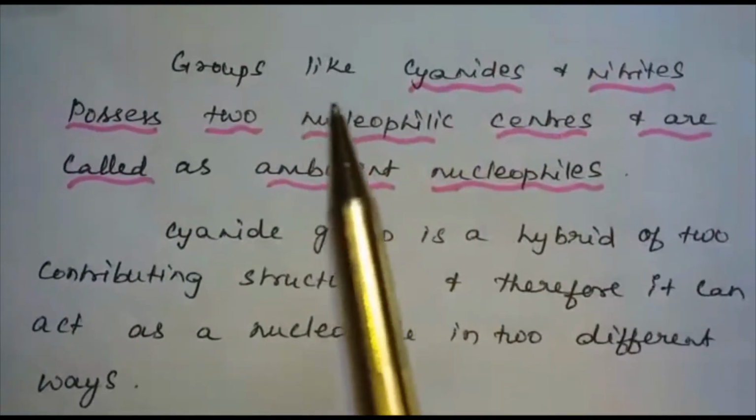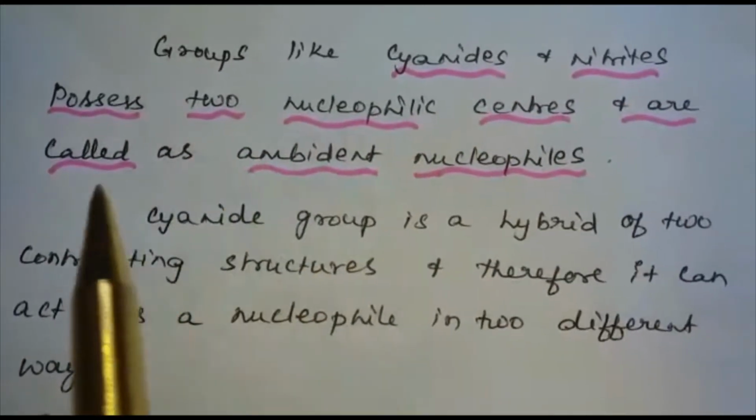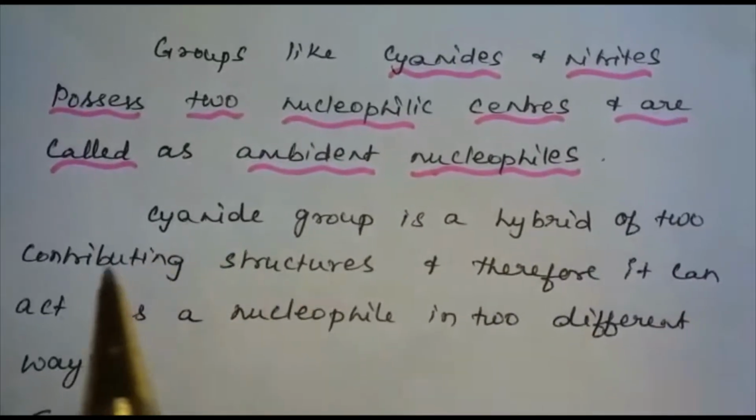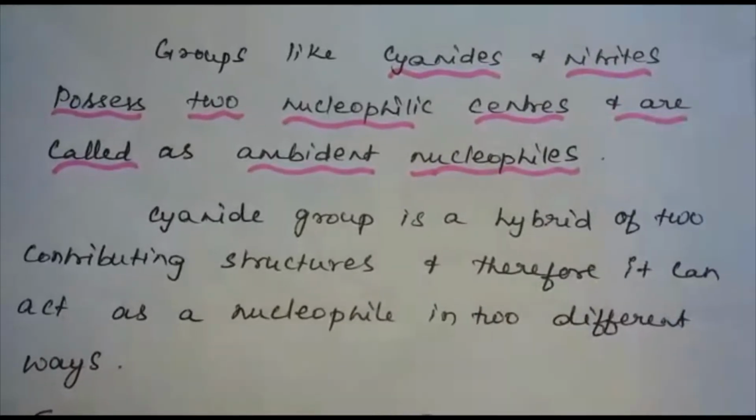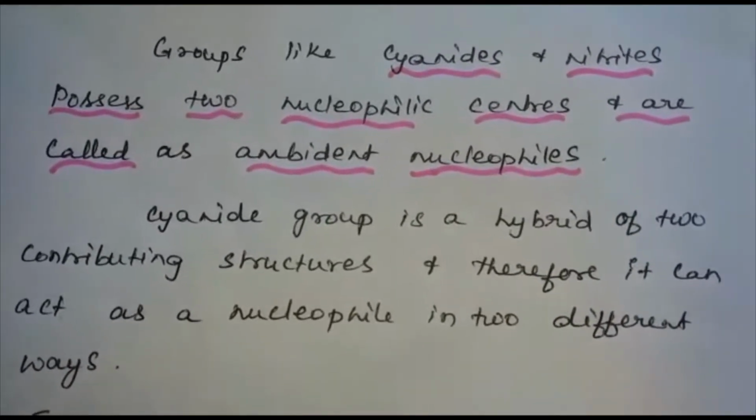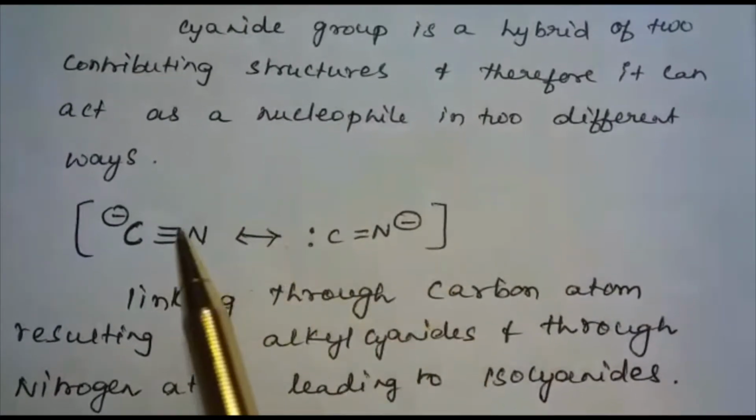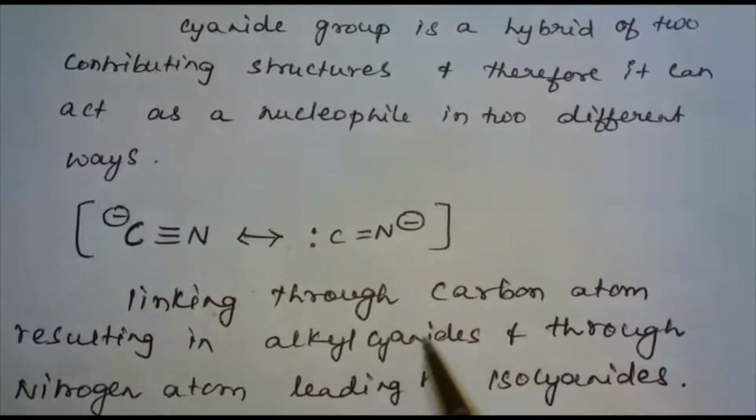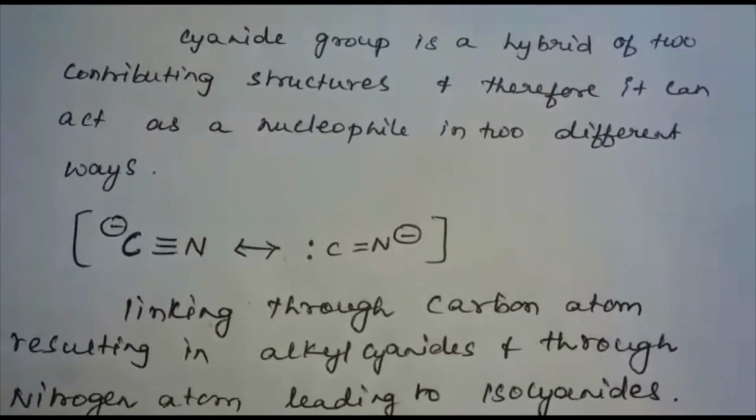Groups like cyanides and nitrites possess two nucleophilic centers and they are called ambident nucleophiles. The cyanide group is a hybrid of two contributing structures and therefore it can act as a nucleophile in two different ways. This is the resonating structure of the cyanide group. Linking through the carbon atom results in alkyl cyanides and through the nitrogen atom leads to isocyanides.